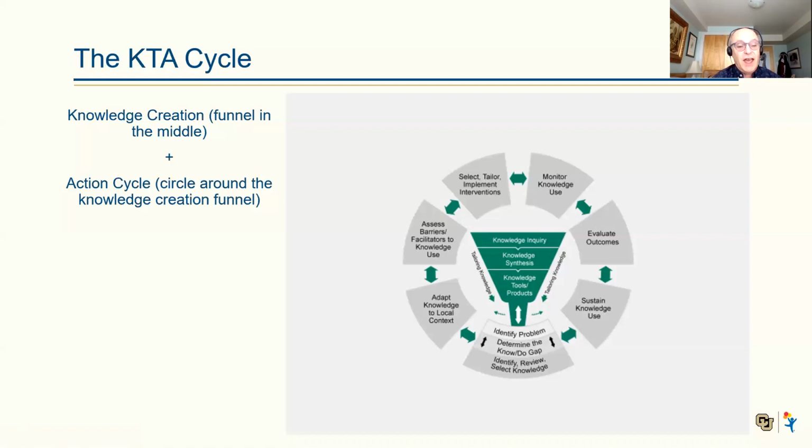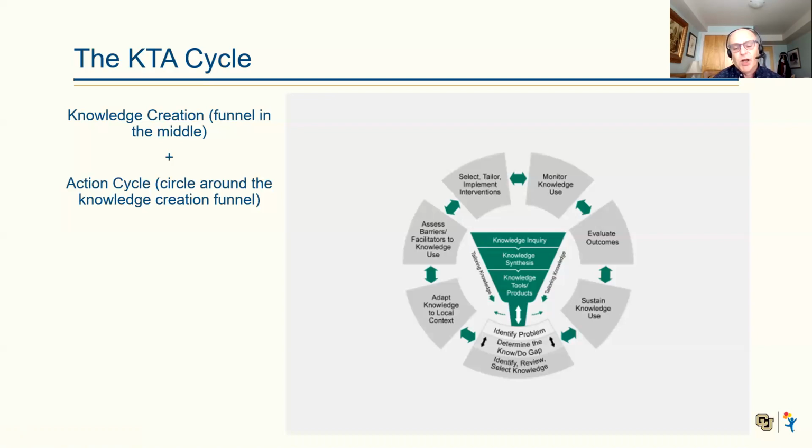Then once you've done that and you know exactly what you're implementing, you need to figure out what the barriers and supports are to the implementation of that evidence. And then once you know what those barriers are, you can actually select and tailor implementation strategies or interventions to overcome those barriers. And then you need to be monitoring the uptake of the use of the evidence, and also looking at the outcomes or the impact of what happens when you actually use the evidence.